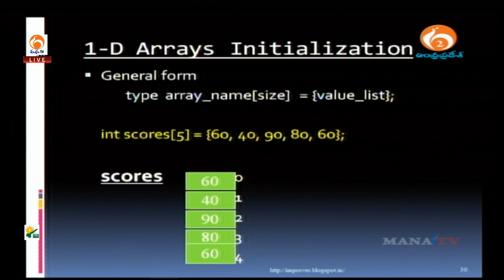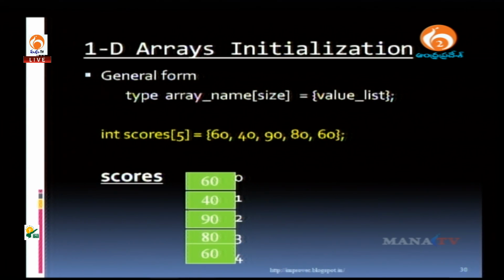Here, in int scores[5], the 5 is optional while we are initializing the array. If you do not write the size, there is no problem. By default it takes the size as 5.